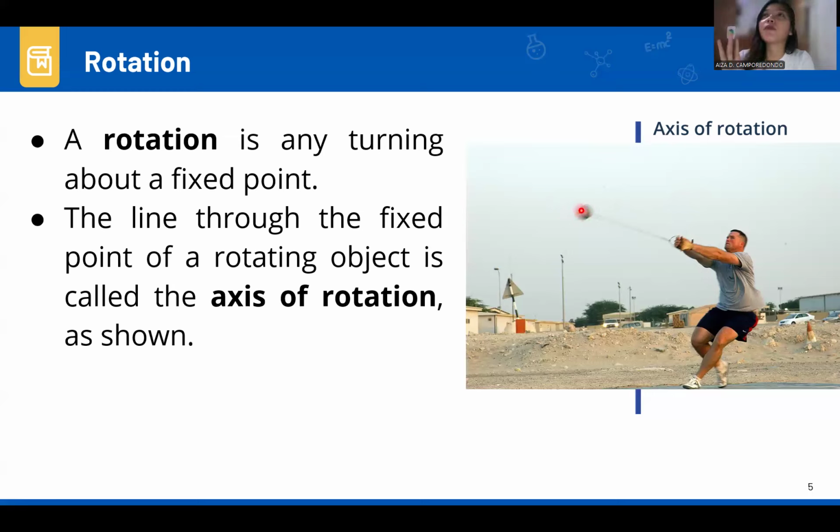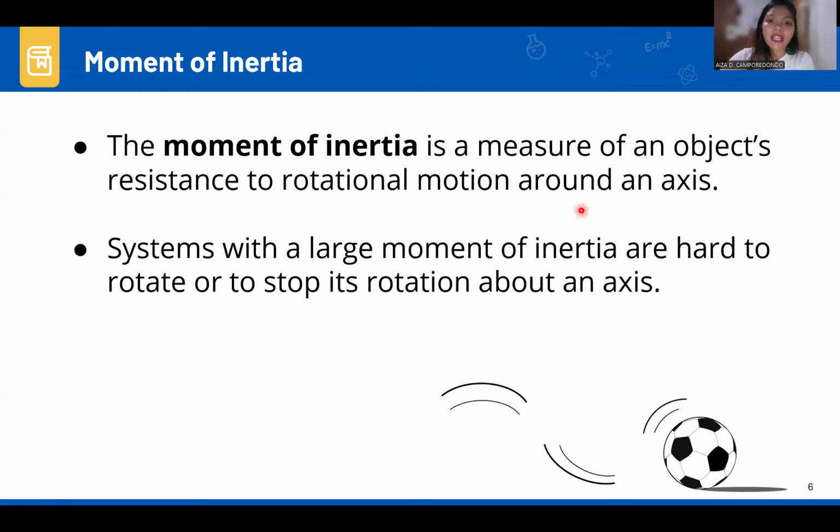I want to emphasize that the axis of rotation must be identified in getting the moment of inertia. Now, what is the moment of inertia? It is a measure of an object's resistance to rotational motion around an axis. Systems with a large moment of inertia are hard to rotate or to stop rotating about an axis.